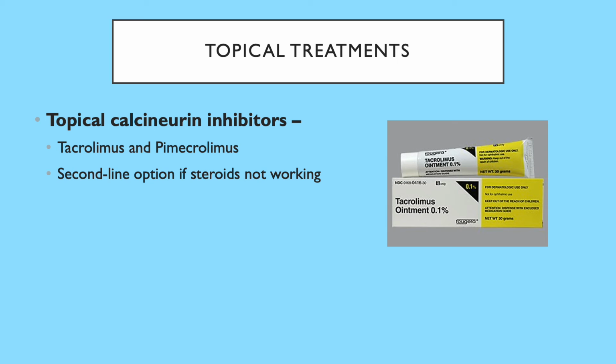If eczema is not controlled by maximal steroid therapy, topical calcineurin inhibitors, tacrolimus and pimecrolimus, can be used. They are immunomodulators and work by inhibiting T-cell activation and preventing the release of cytokines, dampening down the local immune response. Unlike topical steroids, they don't thin the skin.